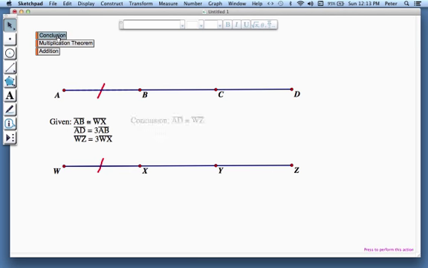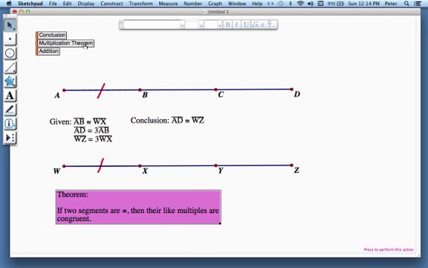Okay, hopefully you recognize that AD would be congruent to WZ because they're both 3 times as large as two segments that were congruent. Now that might look like addition to you, but it's multiplication. So our first theorem today is if two segments are congruent, then their like multiples are congruent. So we are given that AB is congruent to WX, and we see that each of those is being multiplied by 3. We could be multiplied by 4 in another situation, or even by 2, and they would be congruent because of this theorem. If two segments are congruent, then their like multiples are congruent.